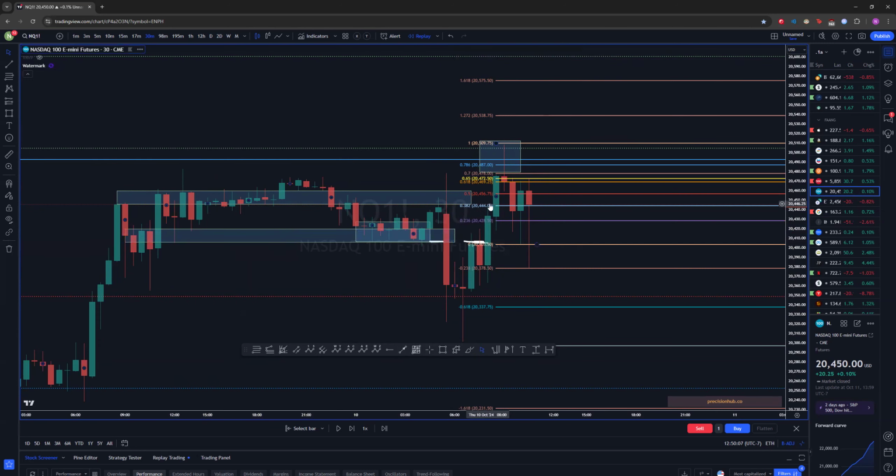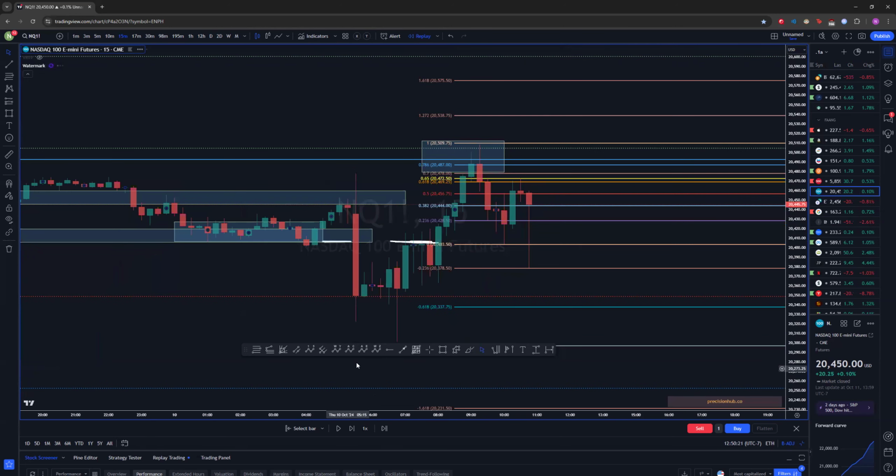So everything I do is: okay, did one range break? Where's the next range? If that range is still held under, then I will move my stop loss to that point. So in this case, let me go to a smaller time frame.